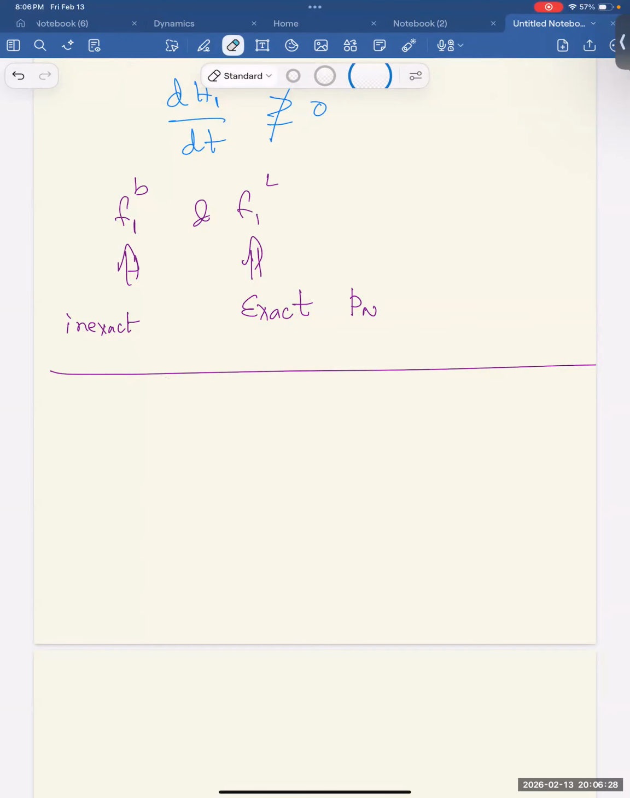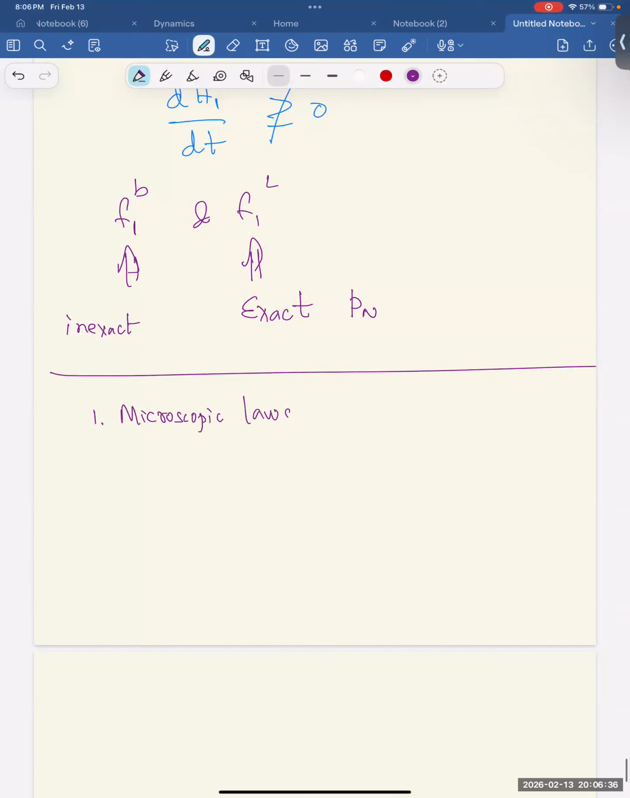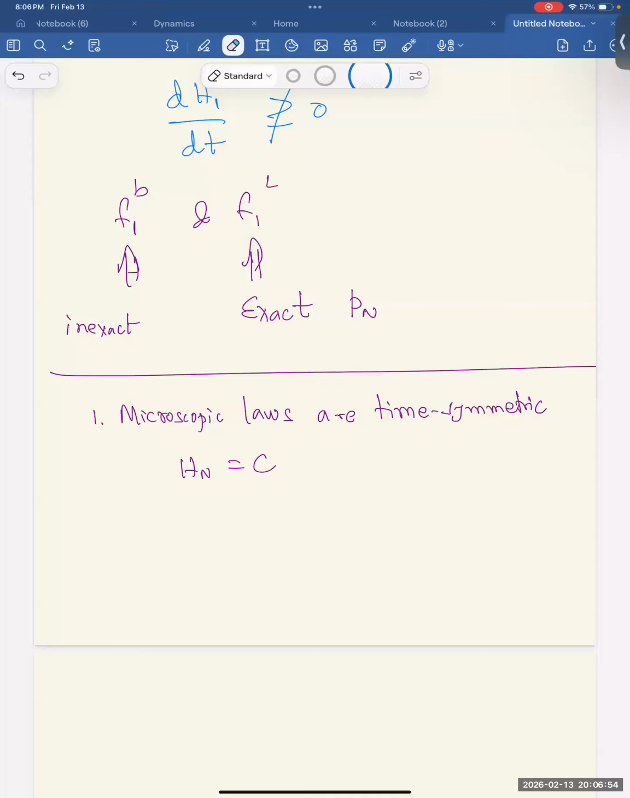So, logical structure. One, microscopic laws are time symmetric, which is why Gibbs entropy does not change. Going forward, backward, everything is the same. You can reverse any situation.